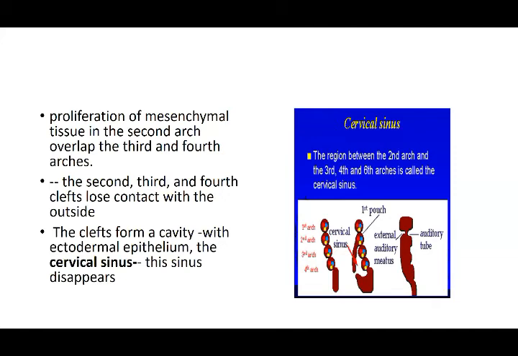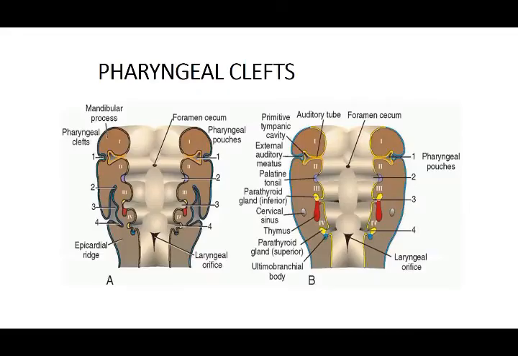It just forms your external auditory meatus and a part of your eardrum on the outer side. You see this diagram again. This is the pharyngeal clefts on the outside, the one that is going to form your external auditory meatus, and inside it is coming in contact with the auditory tube or your middle ear, and where the two are meeting, it's going to form your eardrum.